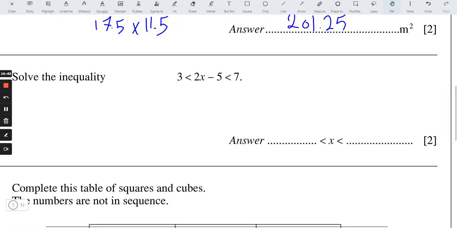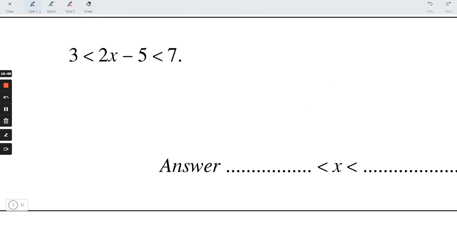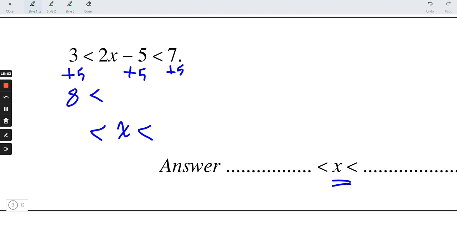Now solve the inequality here. Solving the inequality is like solving a simple equation. So we need x to be alone, isolated as in here. So x should be greater than something, less than something. So plus 5 to all sides, we'll get here 8 less than 2x less than 7.